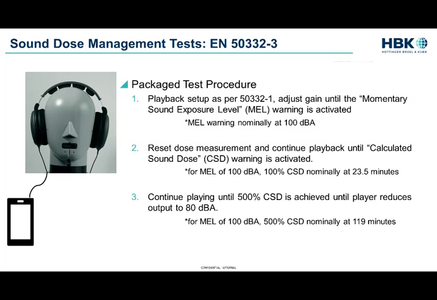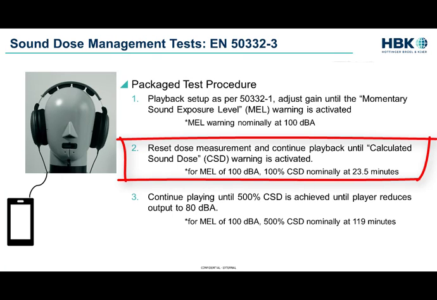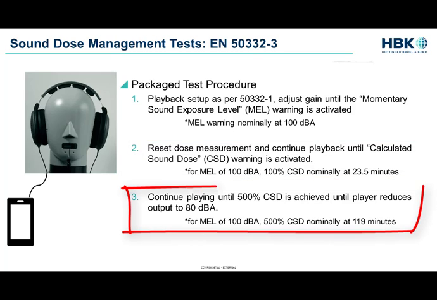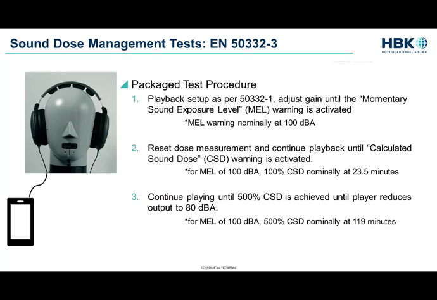Next, we need to allow the calculated sound dose, or CSD, to be calculated over time. After about 23.5 minutes at 100 dBA, we would expect the CSD to reach 100%, the daily dose limit, and to raise a new warning. Once the CSD reaches 500% after about 119 minutes at 100 dBA, the device should forcibly limit the output to 80 decibels. That is a 20 dB reduction.